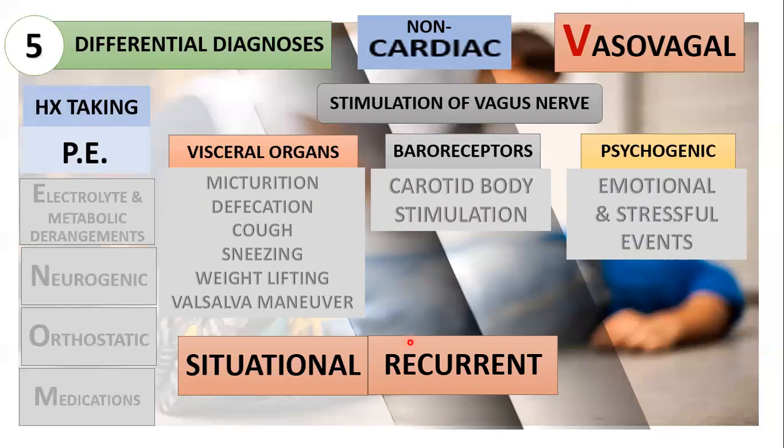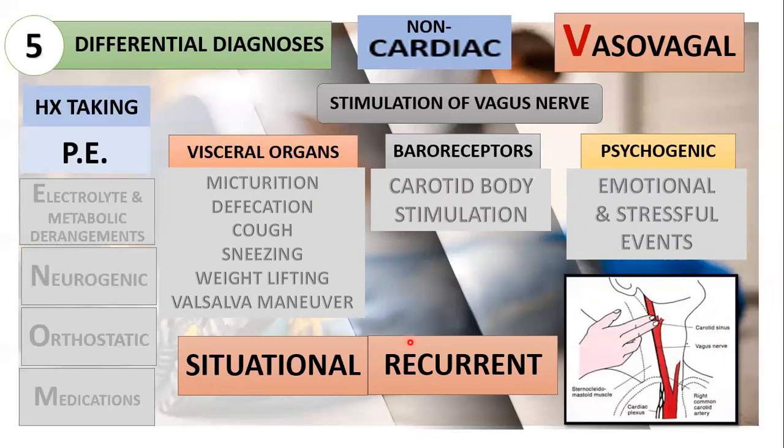For the PE, like what I said, it is reproducible. So an important maneuver to detect vasovagal syncope is to do carotid massage. Massage for 5 to 10 seconds, however, should not occlude it, done supine and upright. And if there is 3 seconds asystole and/or a 15 mmHg fall in systolic blood pressure, that is a positive carotid sinus syndrome, confirming the vasovagal syncope.